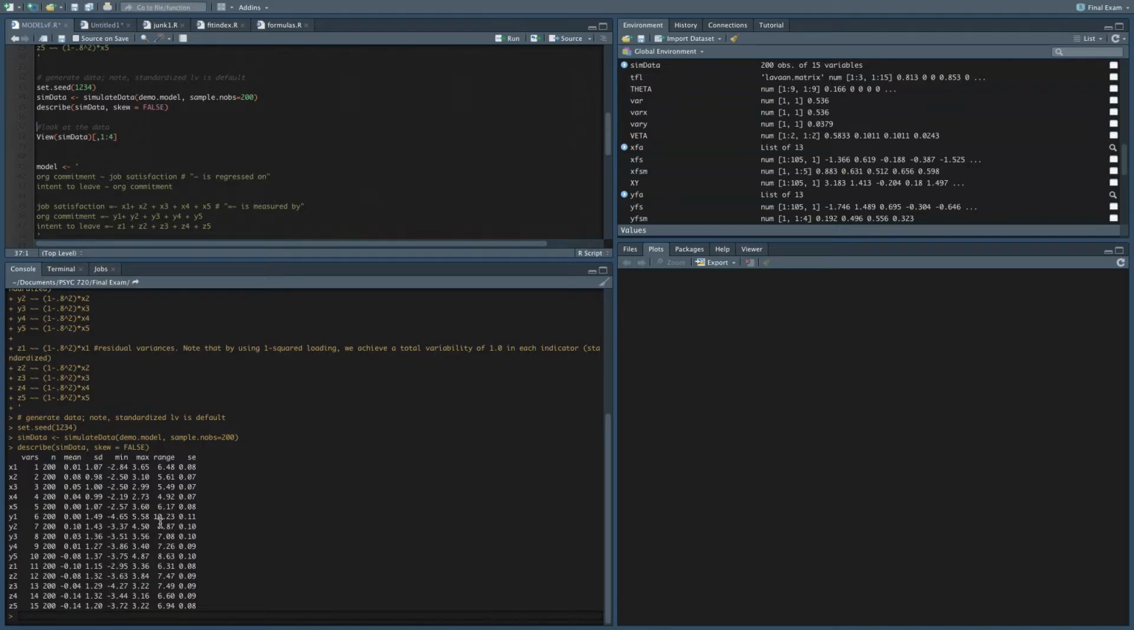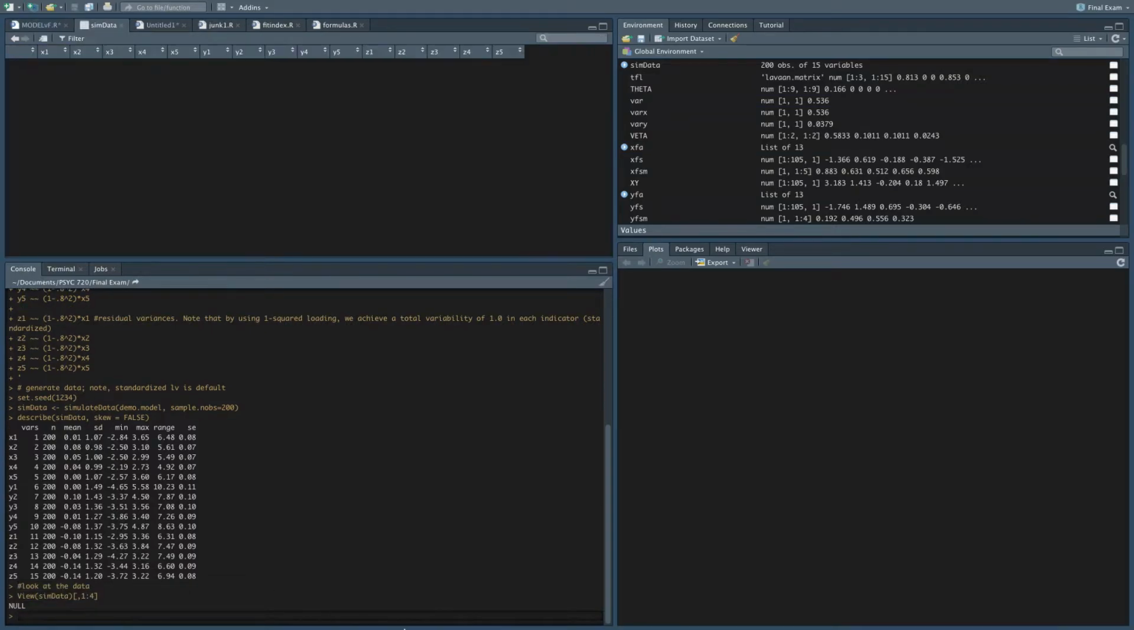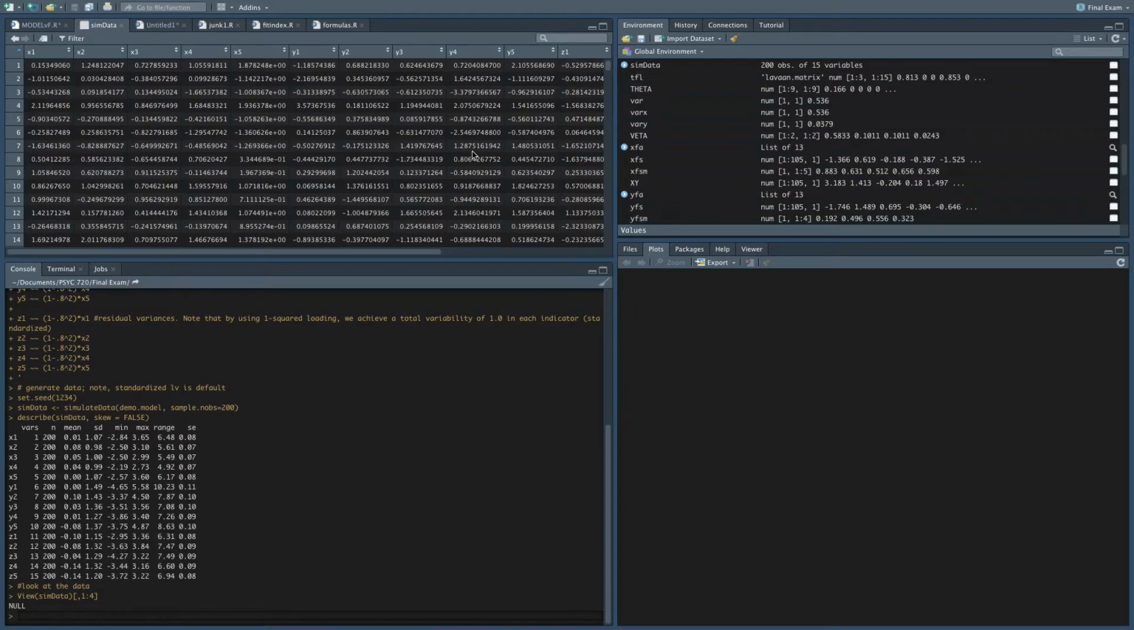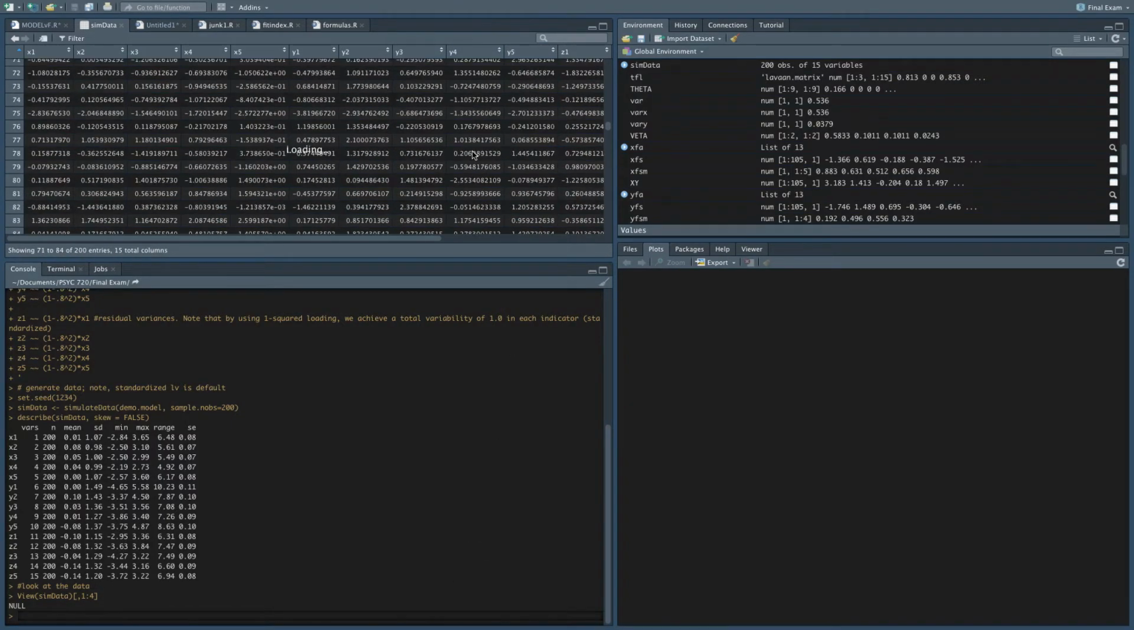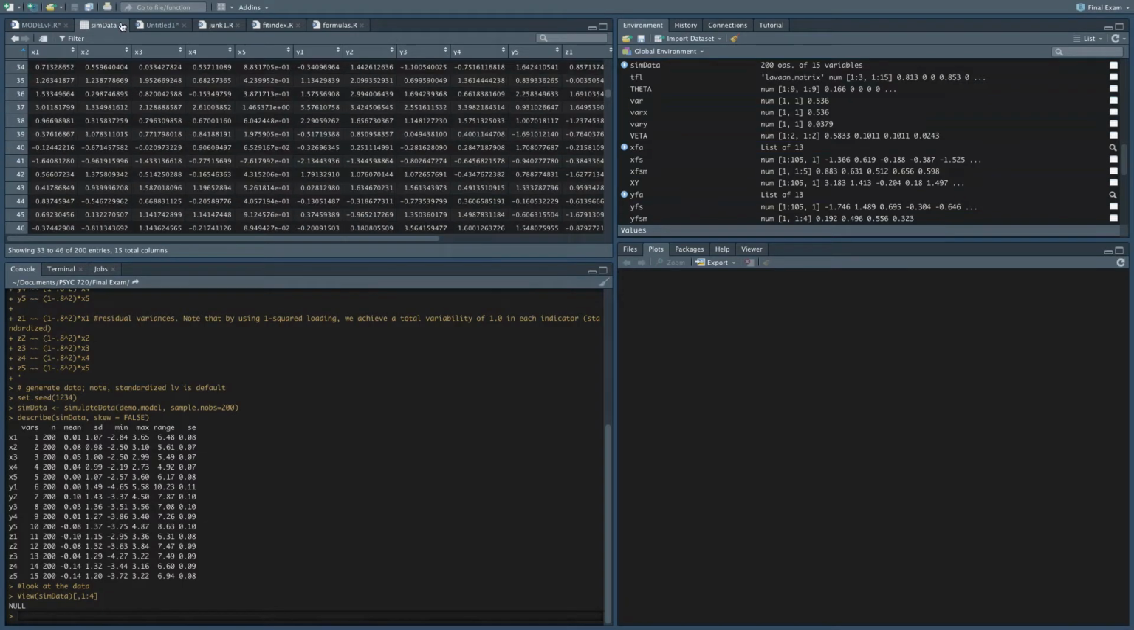So here are my observed variables. There's 15 of them because there's 5 for each of the 3 latent variables. Yeah, we can take a look at the full thing. Pretty cool, 200 for each one.